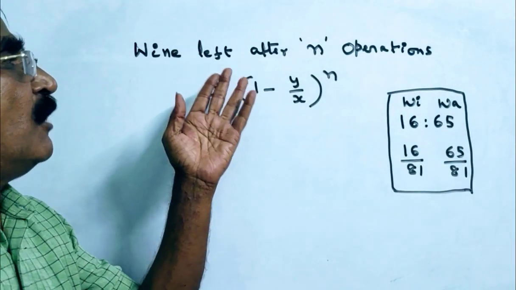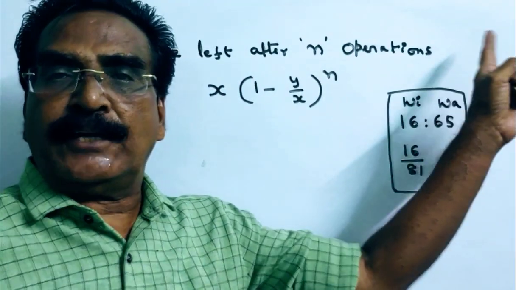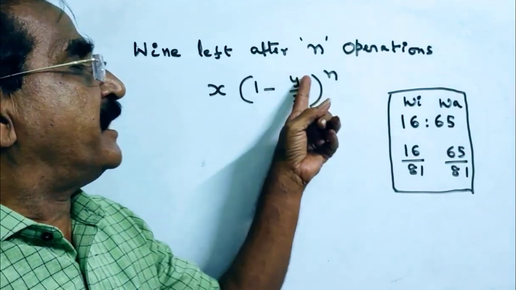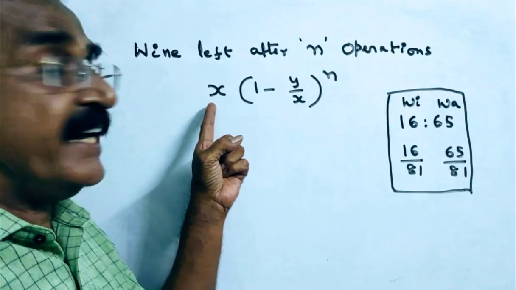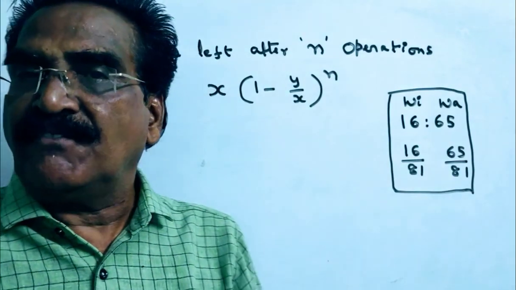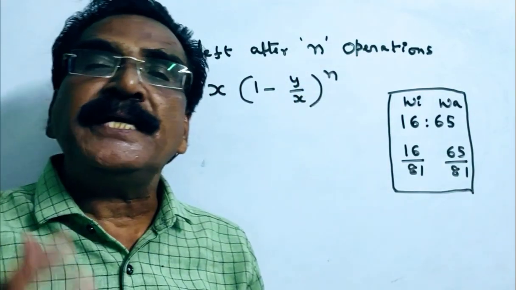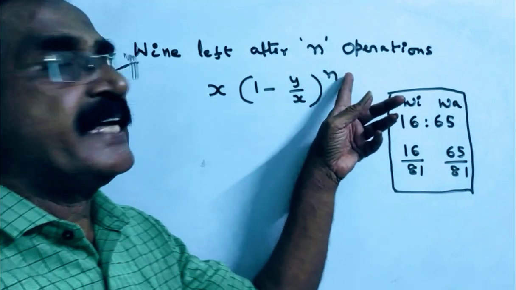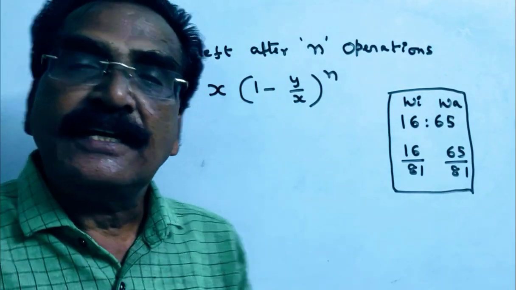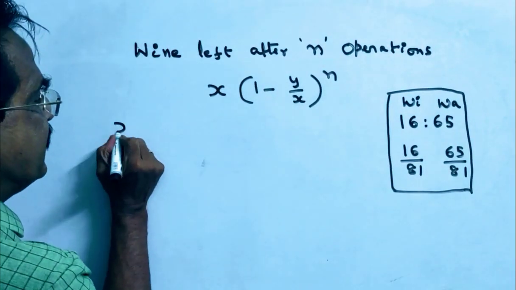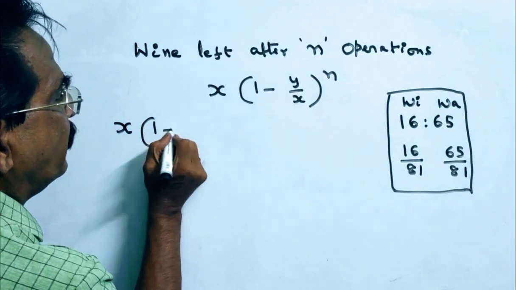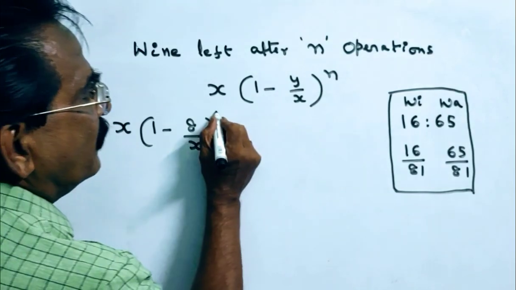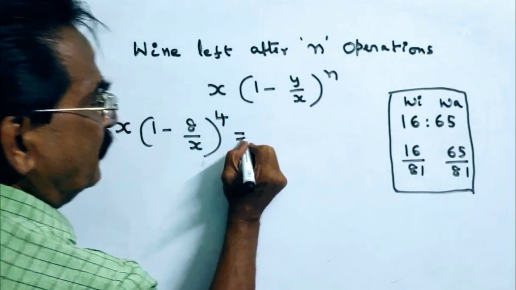So friends, we know one formula, that is wine left after n operations. Wine left after n operations is given by x into (1 minus y by x) whole power n, where x is the initial quantity of wine and y is how many liters of wine is drawn and replaced by water, and here n is how many times this operation is done. So friends, x is the initial quantity and 8 liters is drawn and replaced by water. This operation is done 4 times.